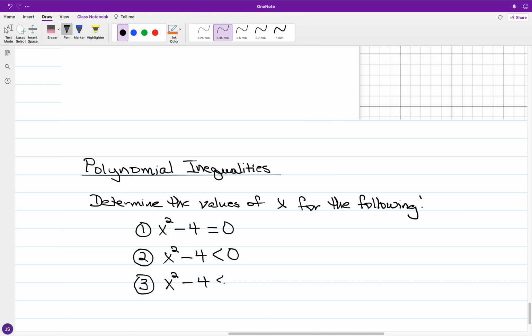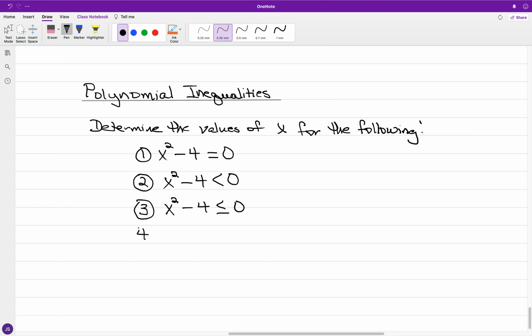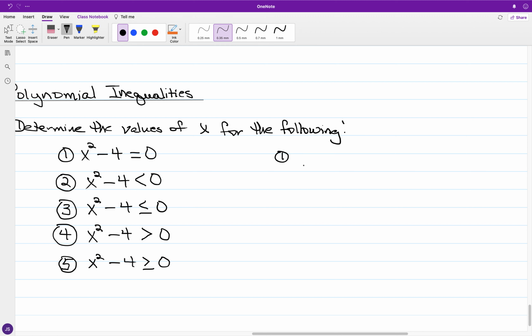and we have x squared minus 4 is less than or equal to 0, and we have x squared minus 4 is greater than 0, and we have x squared minus 4 is greater than or equal to 0. Okay, so I'm going to form a bit of a table and sort of categorize what's going to be transpiring among the inequalities. And I'm going to use just the equation here, where we have x squared minus 4 is equal to 0. So just taking what we have in the first instance.